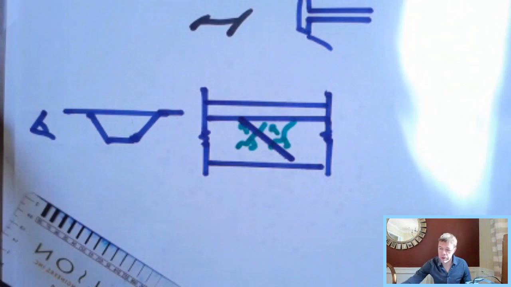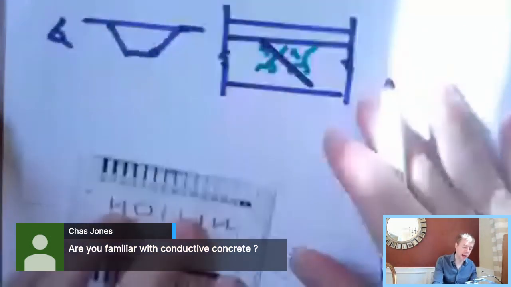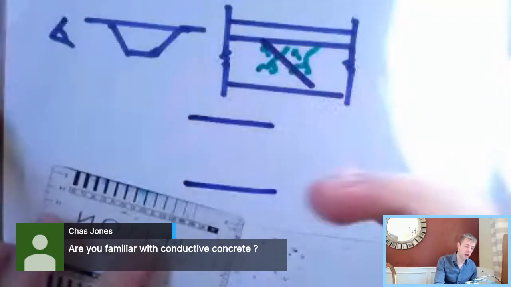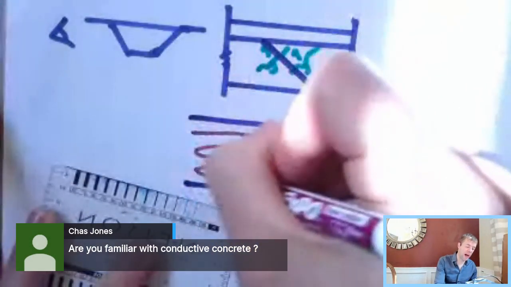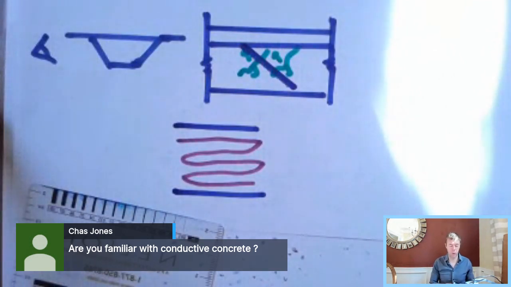Somebody asked me, am I familiar with conductive concrete? Yes, for sure. You can embed lots of different metallic materials inside concrete. Sometimes you can use fibers, sometimes steel bars themselves. Fibers are most common. This happens sometimes on slabs where they'll put some kind of wire inside of it, usually to melt the ice on the slab. I hope that's what you're thinking about. Yeah, I know something about that stuff and it's pretty cool.